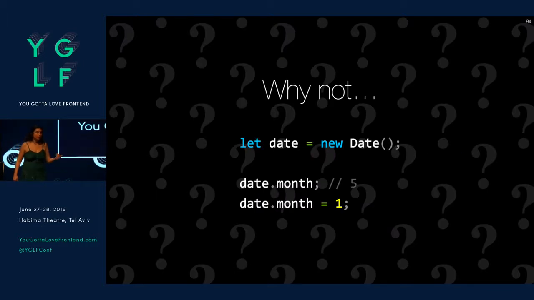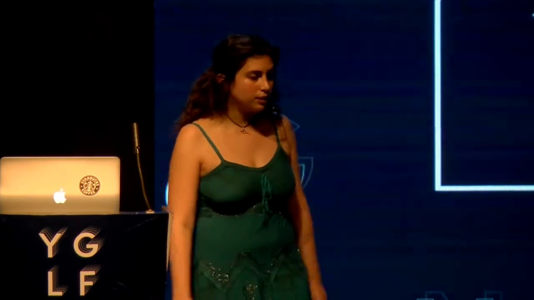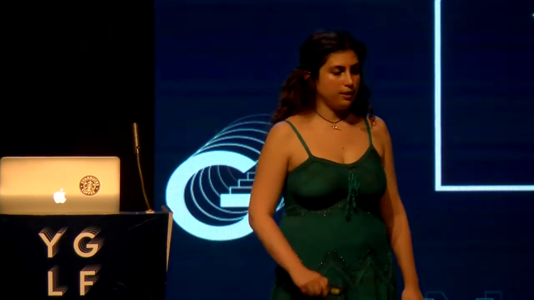Something like this is much more obvious. I can see that the second line is an assignment. It's just setting the month to 1. If it was dot set month, yeah, I would still be able to figure it out. But I would have to spend like a second thinking about it. And it's good if people don't have to spend precious seconds figuring out trivial things like this.